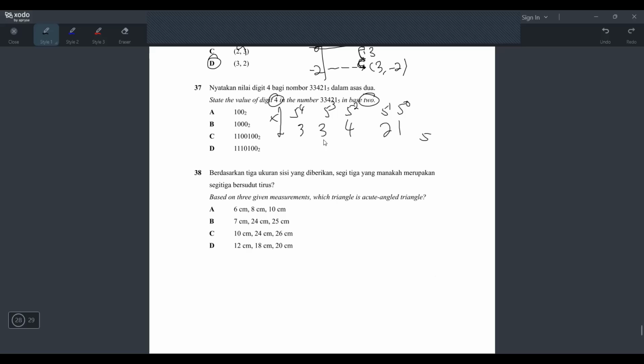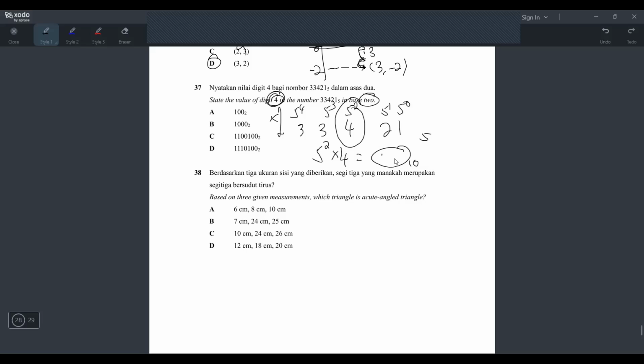But for this question, do you have to multiply everything and add everything? No need. They only want the value of digit 4 in base 10. It means you only take 5 power 2 times 4, then you will get it in base 10 already. Okay, so let's press 5 power 2 times 4. Okay, I got 100.